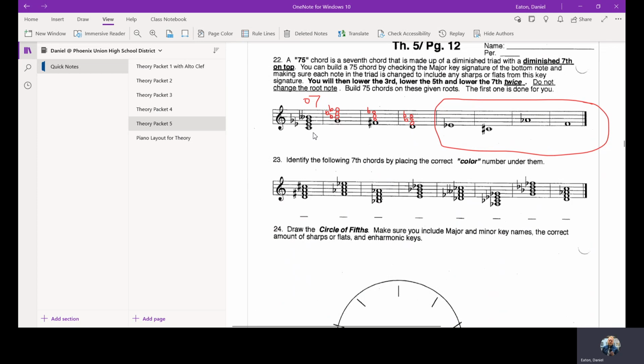Okay, and I did promise that I was going to directly explain the difference between half diminished and fully diminished. The difference between those two is, again, that twice flatted 7th. That is the difference between fully and half diminished. If it's half diminished, the 7th is minor. If it's fully diminished, the 7th is diminished, if that makes sense.